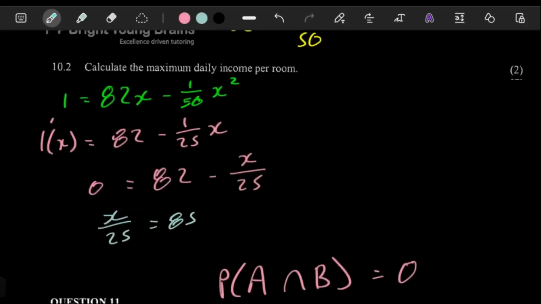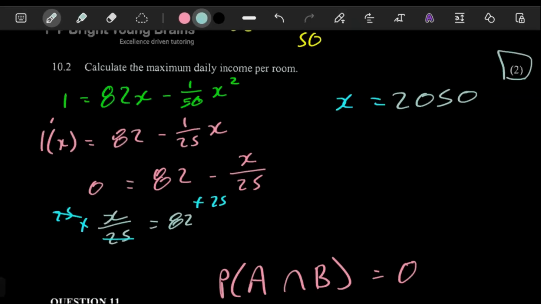Now, if you multiply by 25 on both sides, x is going to be equal to 82 times 25, which is 2050. This is just a 2-mark question, so compared to the previous one, this is not so bad. But let's move on to question number 11.